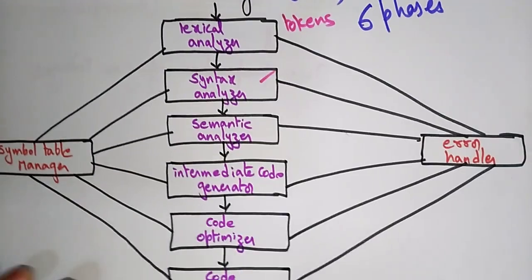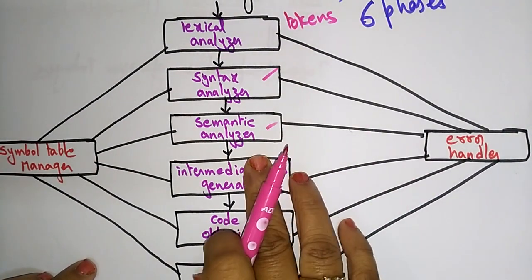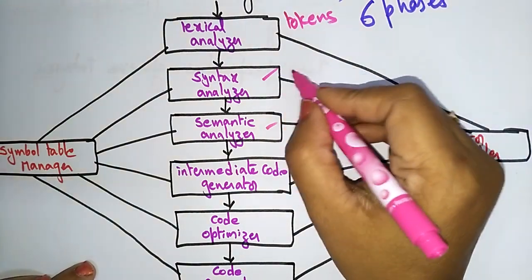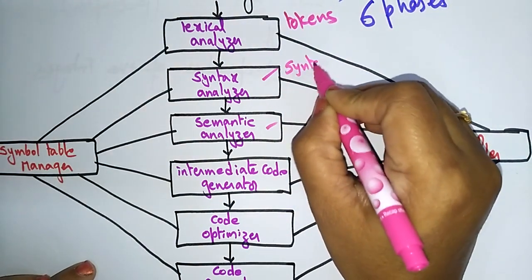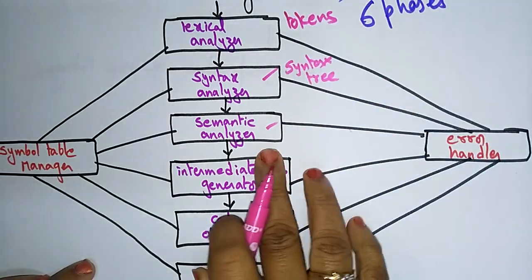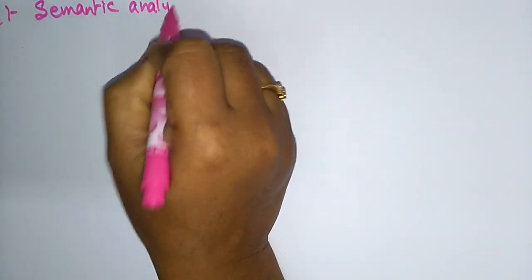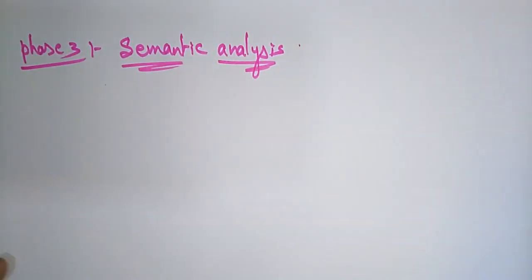Now let's see phase 3. So what's phase 3? Phase 3 is the semantic analyzer. So what will the syntax analyzer do? It takes the tokens and represents them in a syntax tree. The next phase is the semantic analyzer. Phase 3 was semantic analysis.